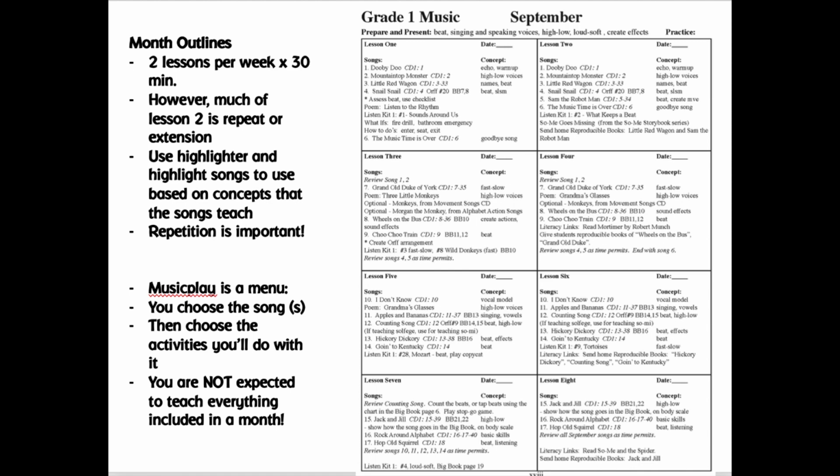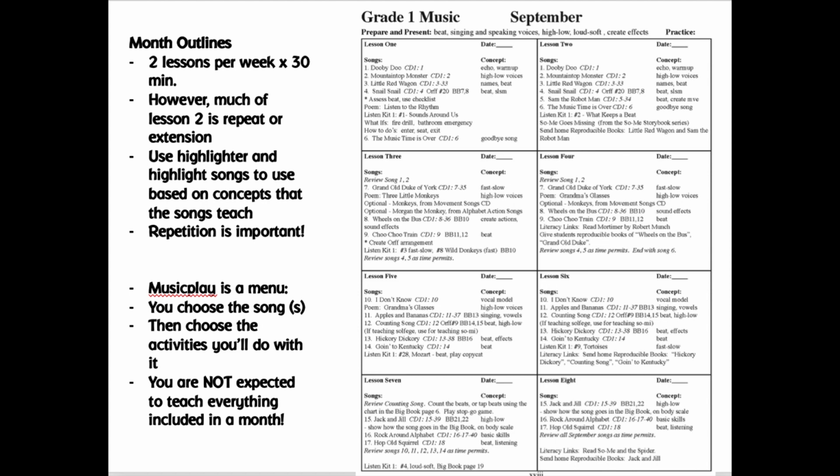Month outlines for Musicplay plan for two 30-minute classes per week. However, much of the second lesson is repeat or extension. If you have one class a week, one 45-minute class, you'll be able to do much of what's in lesson one and some of the extensions that are in lesson two.